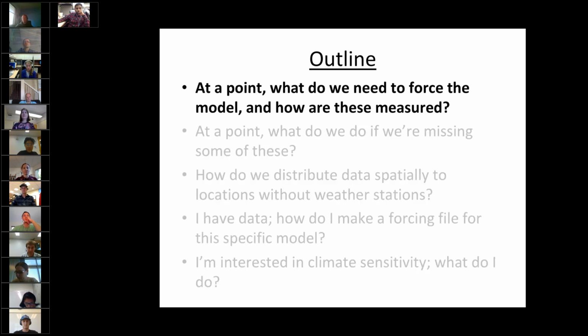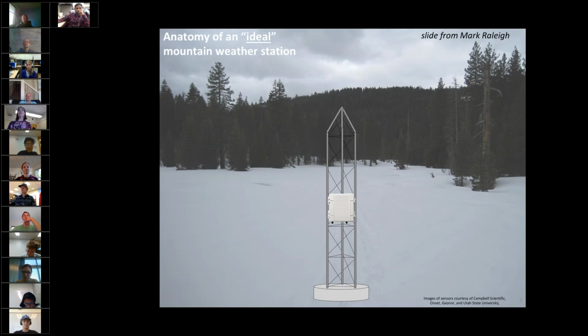And here we go. All right, so first one. Here's another great slide by Mark Rowley. He was my first graduate student, and I think he's the most graphically gifted. He makes the best graphics of anybody. All right, so this is the anatomy of an ideal mountain weather station. Here you probably have a tower somewhere in a nice clearing in the forest, out on the snow.